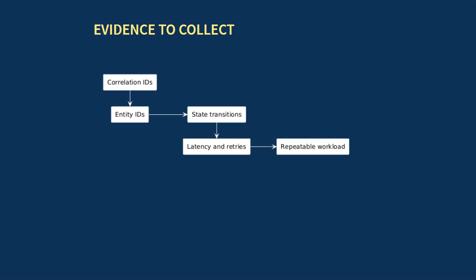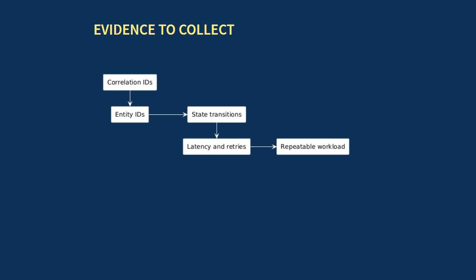When we say evidence, we are being very specific. We want correlation IDs so we can trace one workflow, entity IDs, so we know which object changed, state transitions, so the narrative is reconstructible, and latency plus retry data, so pressure is visible. Then we need a repeatable workload because without repeatability, we cannot compare the baseline to the fix. This is the kind of material that makes a failure defensible in review.